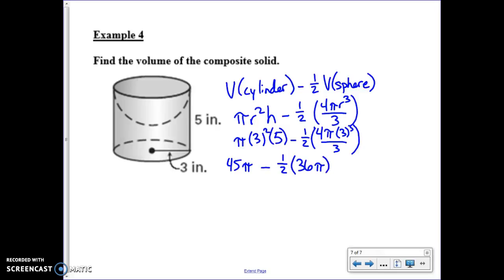So half of 36 is 18, so I have 45 pi minus 18 pi. 45 minus 18 would be 27 pi cubic inches, and then our approximation would be 84.82 cubic inches.